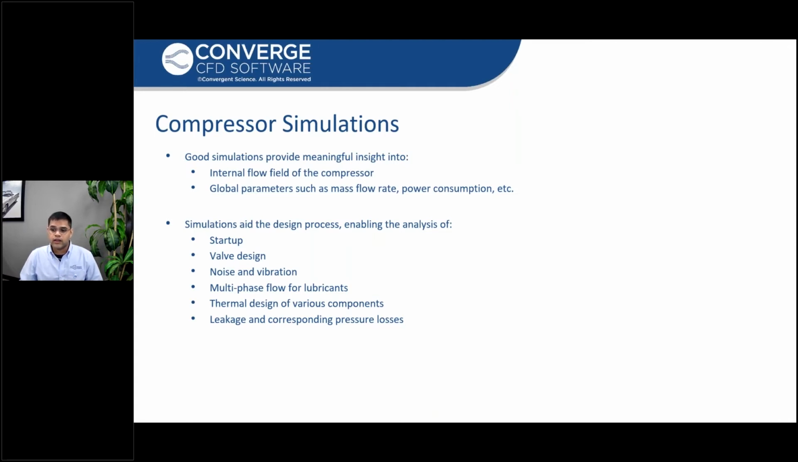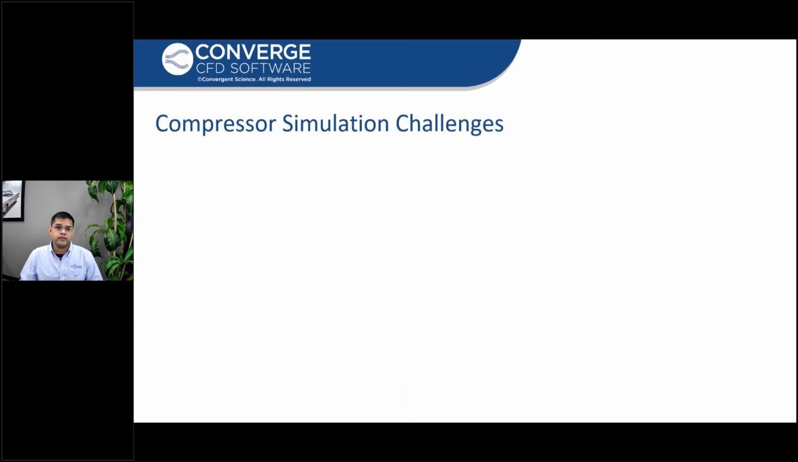Also, depending on the type of compressor you have, CFD can also help you do multi-phase flow for lubricants. It also allows thermal design of various components, and finally lets you do leakage analysis and figure out corresponding pressure losses and therefore power losses for compressors. So basically what simulation helps you do is to cover a much larger design space with a great variety of working fluids with significantly lower cost and engineering manpower.